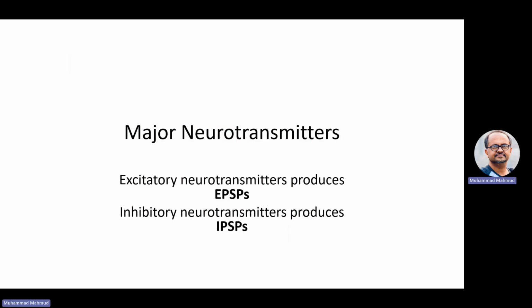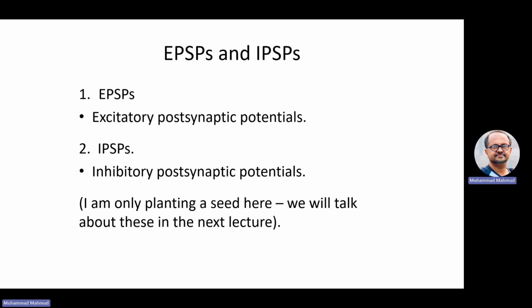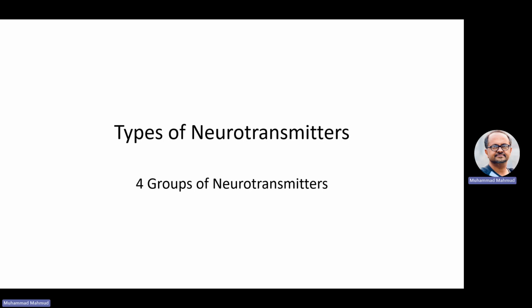Major neurotransmitters can be classified into excitatory and inhibitory neurotransmitters. If it is excitatory, it will cause EPSP, which is excitatory postsynaptic potential. If it is IPSP, inhibitory postsynaptic potential, that will cause inhibition in the postsynaptic potential. This will be discussed much more in other lectures, but for now, just remember EPSP and IPSP.